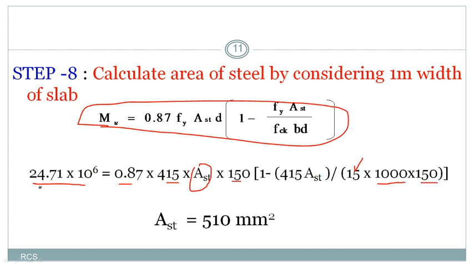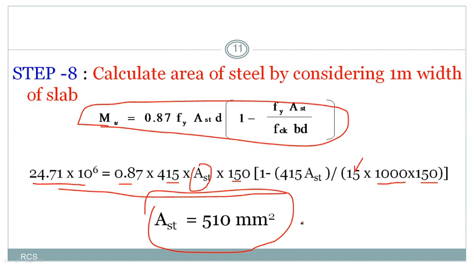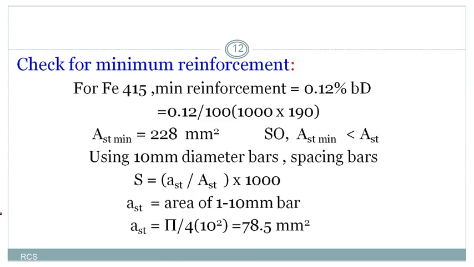After solving this, we'll get one quadratic equation. For solving that quadratic equation, we'll get the final area of steel to be provided as 510 mm square in the one-way simply supported slab.